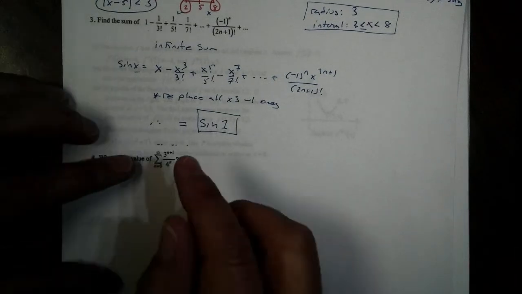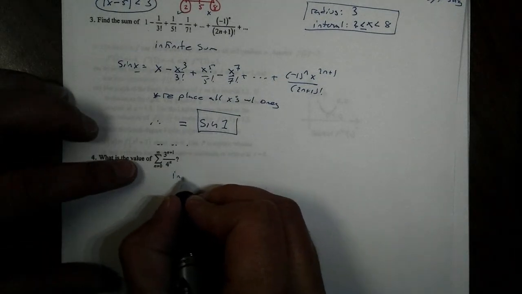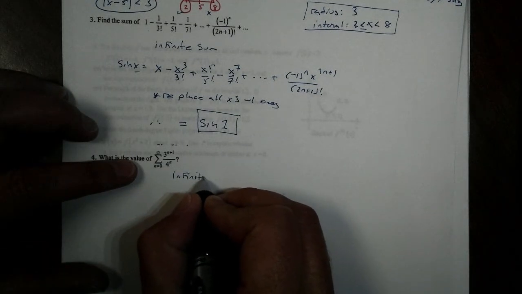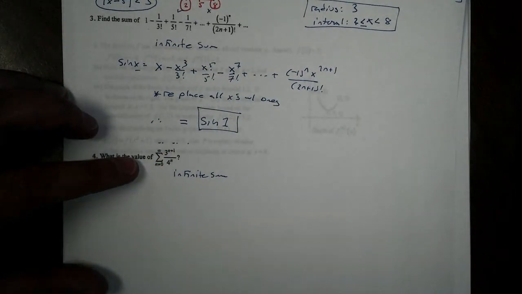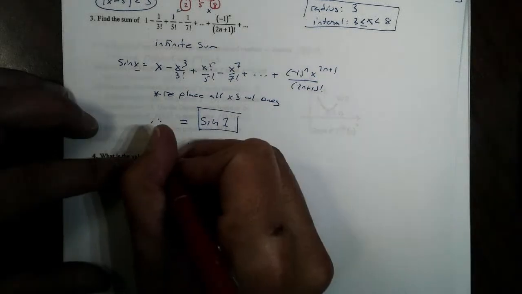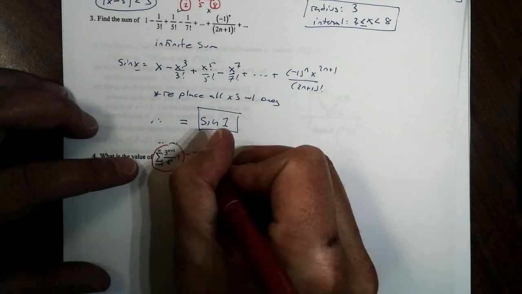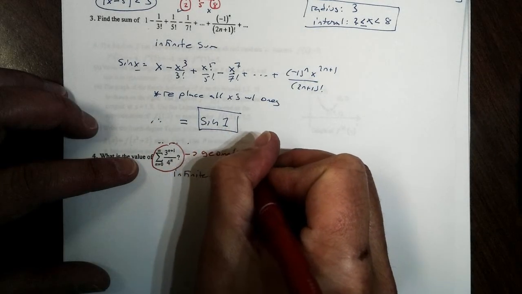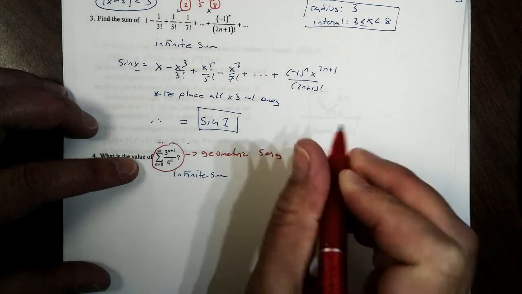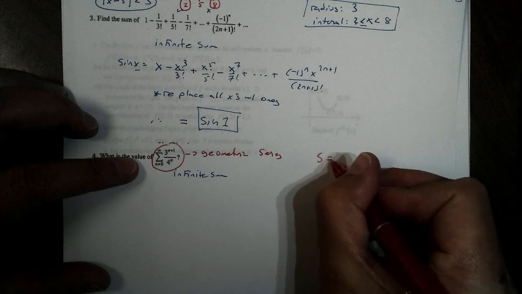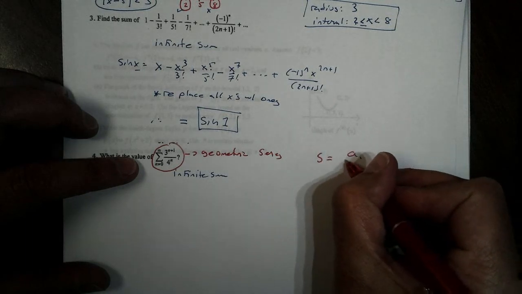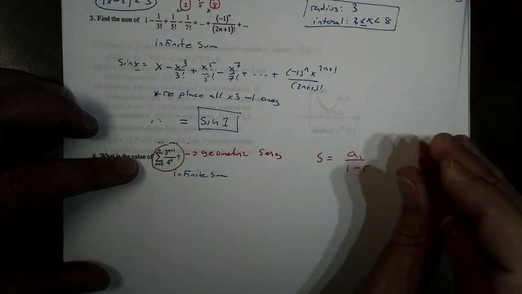All right. The next one says, what is the value of this? Now again, this is an infinite sum. But it's not like the last one where I'm not going to have to list them out, because hopefully we can recognize this as a geometric series. And if you can recognize this as a geometric series, it's actually a lot easier, because remember, for a geometric series, the sum is the first term over 1 minus r.